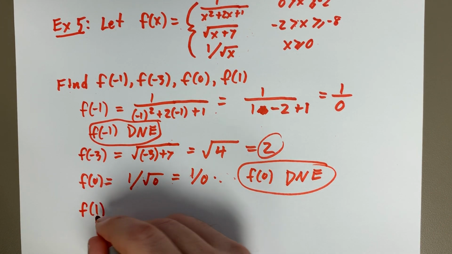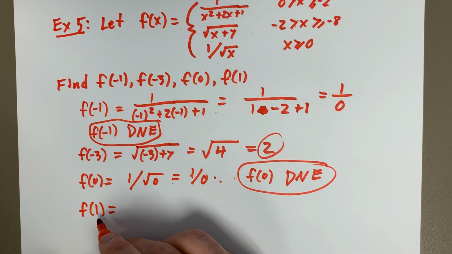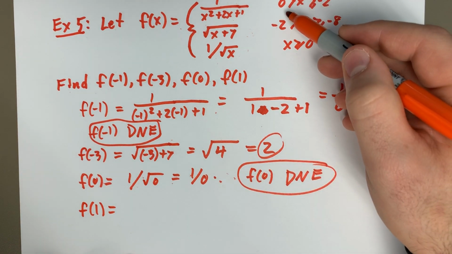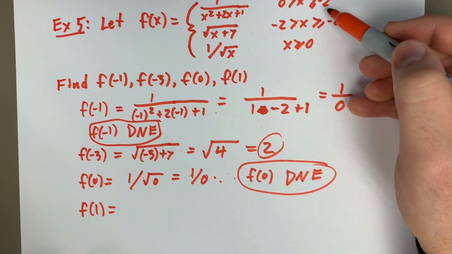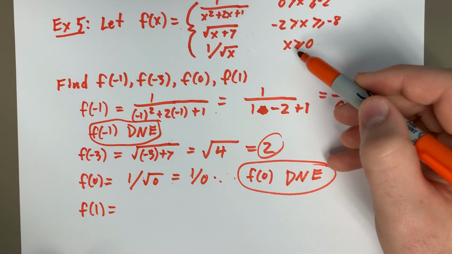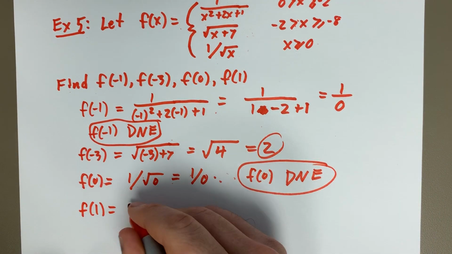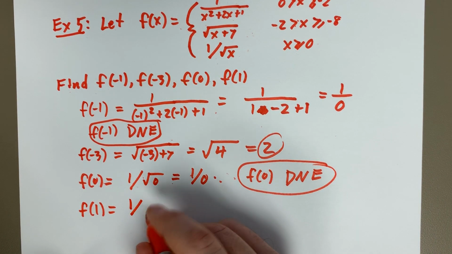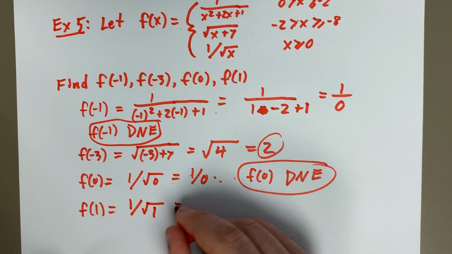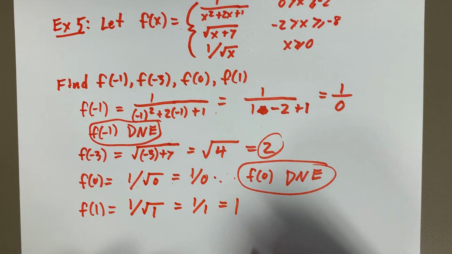Let's take a look at f of 1. What happens when I plug in 1? When x is equal to 1, where does it live? Does it live between 0 and minus 2? Nope. Does it live between minus 2 and minus 8? Nope. But it is bigger than or equal to 0, so we can use this function. So I plug in 1, and I have 1 over square root of 1, which is just 1 over 1, which is 1. Yay, so that's defined. We got something.